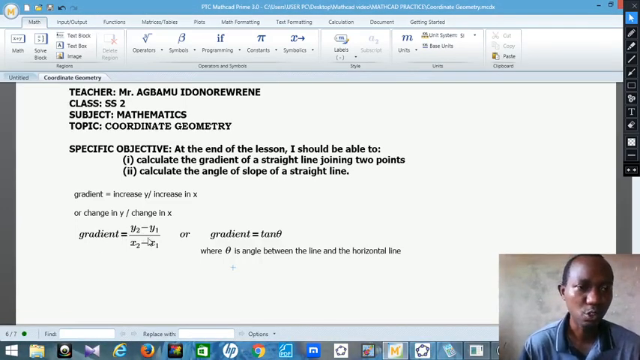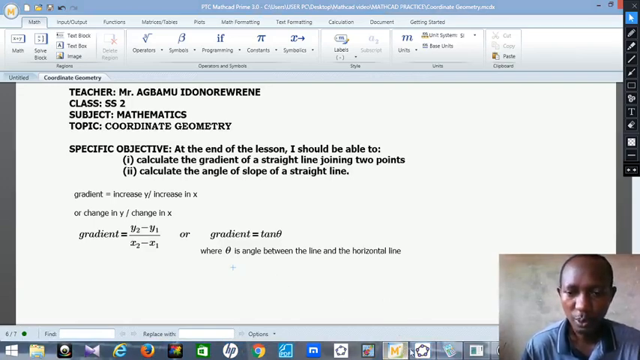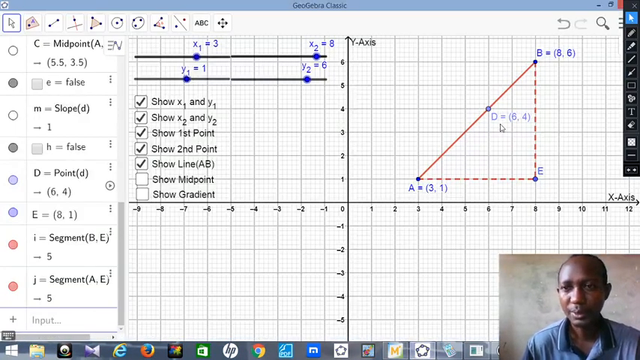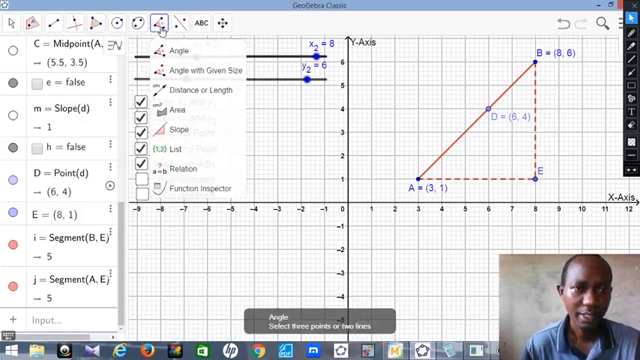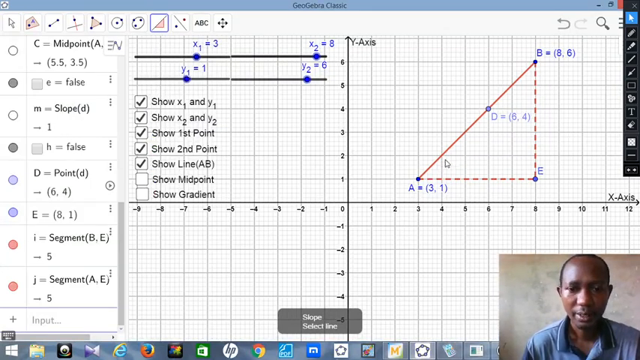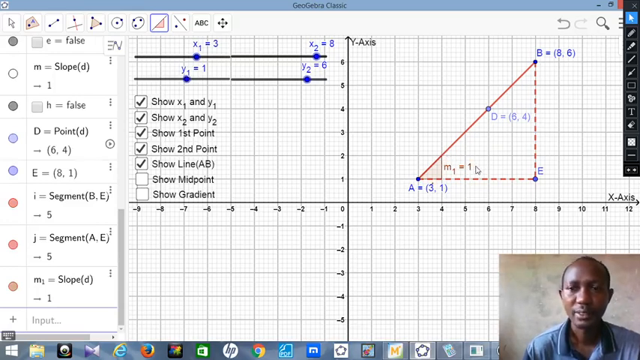Find the gradient given 2 points. So you use this when 2 points are given. You use this when the angle is given. So if we go to what we have here now, let's put our value for gradient. Let's see. You can see slope here. If I select this line, you can see the slope is 1. Just take note of that.